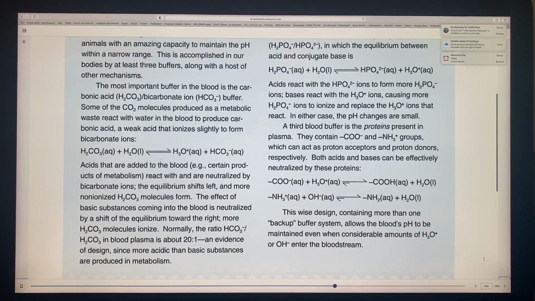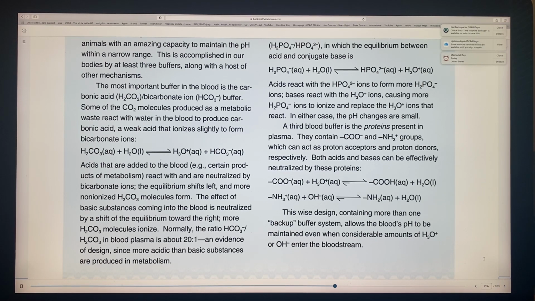And then we even have a third buffer system. And this buffer system is in our proteins that are present in our plasma. And here is the COO negative in the protein group here. So we have this protein, and this shows the equation here of the protein acting as a buffer system too. You see how it's buffering out, which can act as proton acceptors and proton donors. So you have both acids and bases being neutralized in this situation.